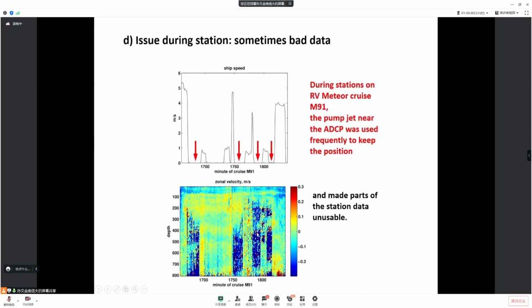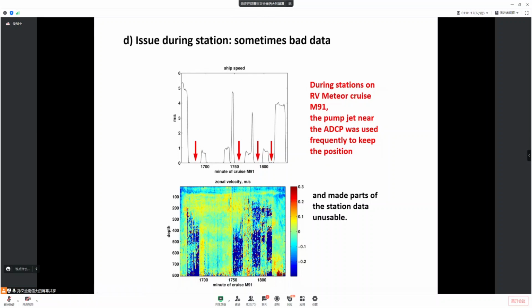So the velocity data are more or less destroyed during these times, and this will generate, of course, very incorrect estimates of internal wave shear. So we can only use stations where there's no such disturbances. And sometimes, for stations, we can use the adjacent times when the ship was nearing the station or going from the station. That's a workaround.